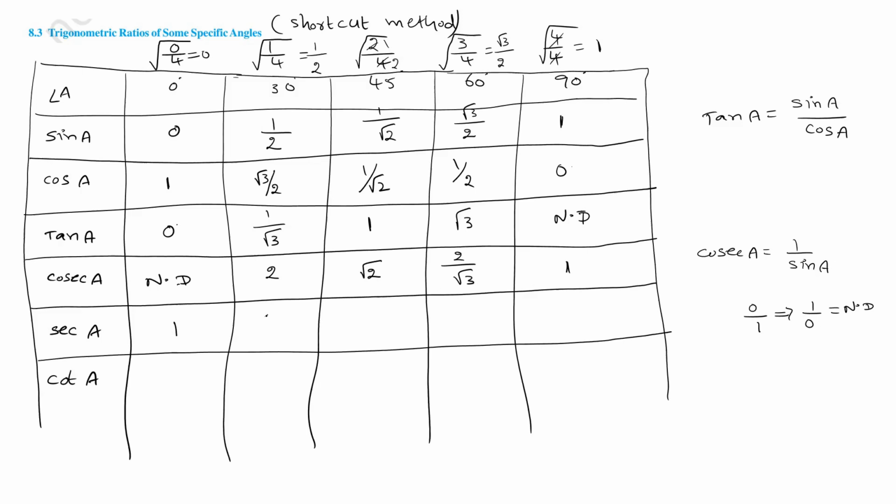Next, 2 by root 3 is there, so we will get 2 by root 3 here. This root 2 will be the same as this. This 2 will come here. Here, not defined means this one will be not defined here.